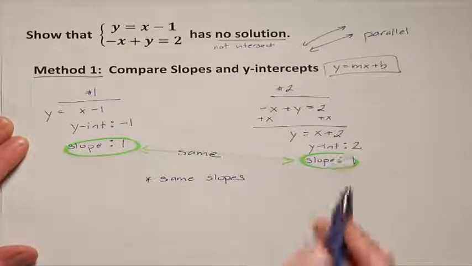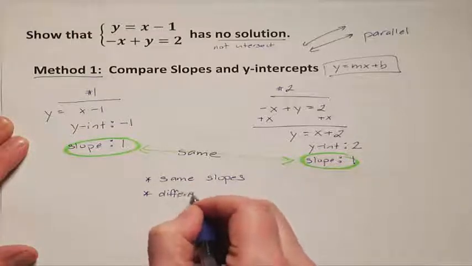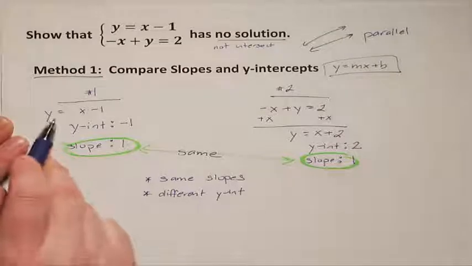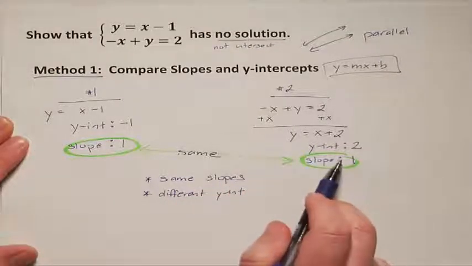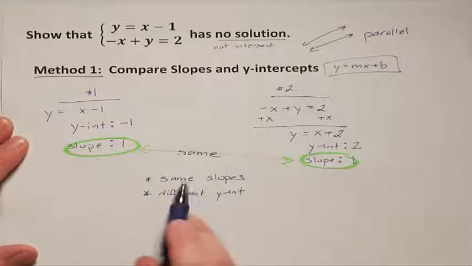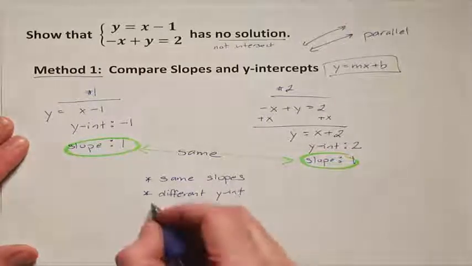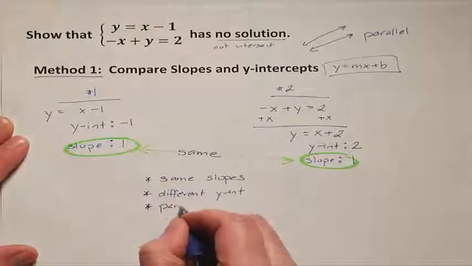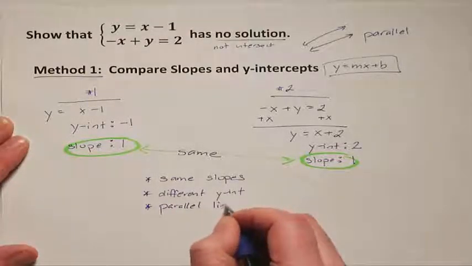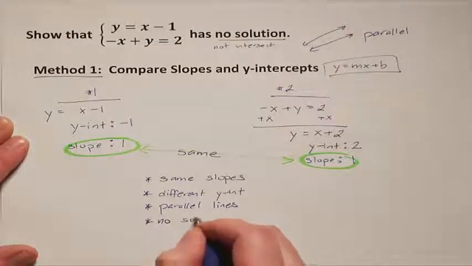Are my intercepts the same? They're not. So I have different y-intercepts. If I were just to compare equations, and I was asked how many solutions this system would have, if I noticed they had the same exact slope but different y-intercepts, I would know they were parallel lines, and I know that parallel lines have no solution.